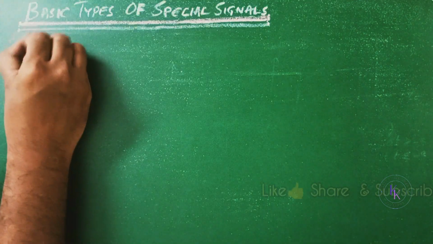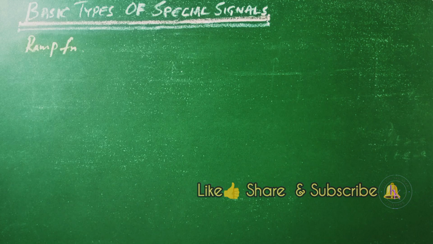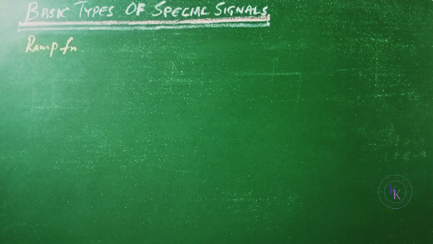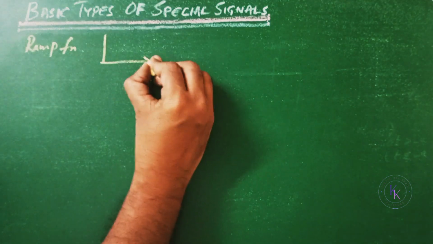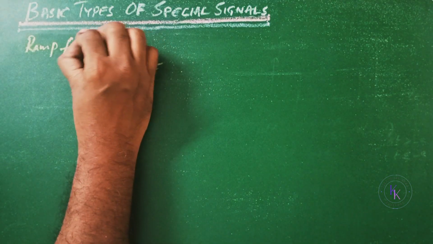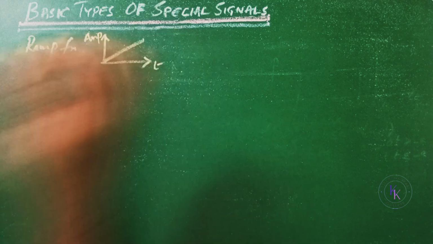Next one, ramp function. When a time variant current or voltage increases linearly with time, it is known as a ramp function or simply an ordinary ramp. Shown like this, with respect to time, the amplitude changes like this.